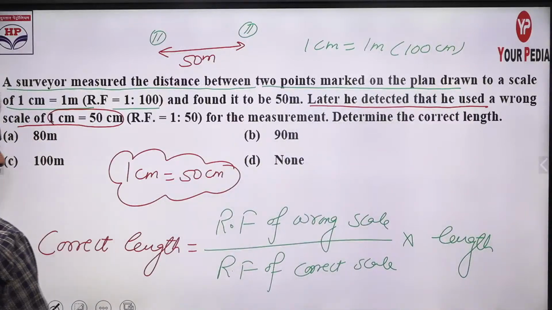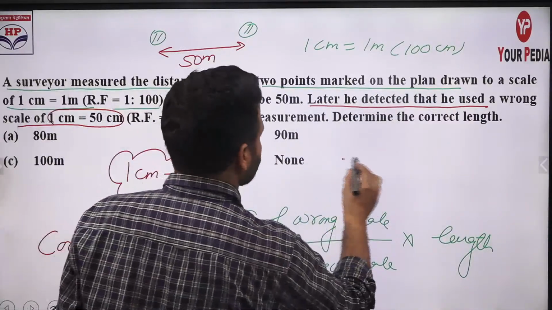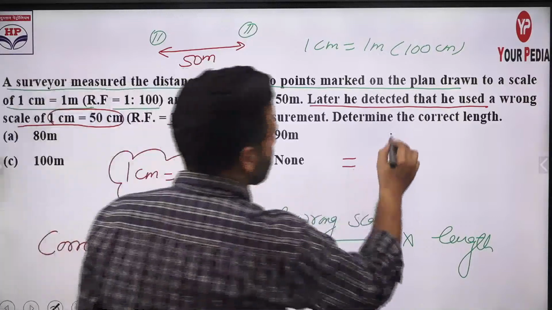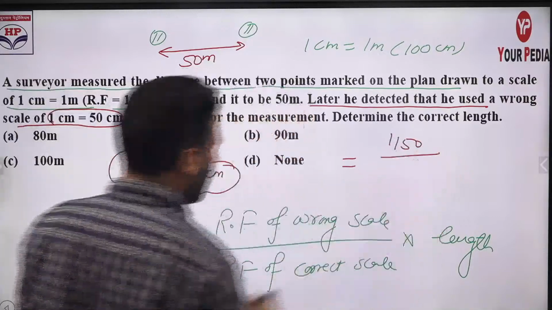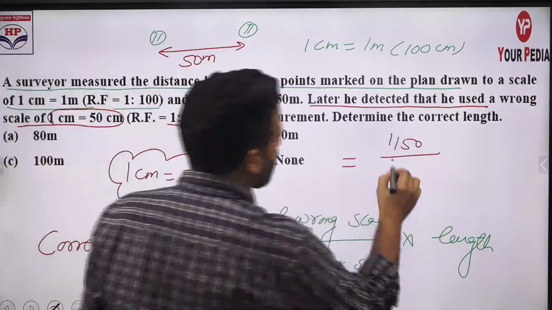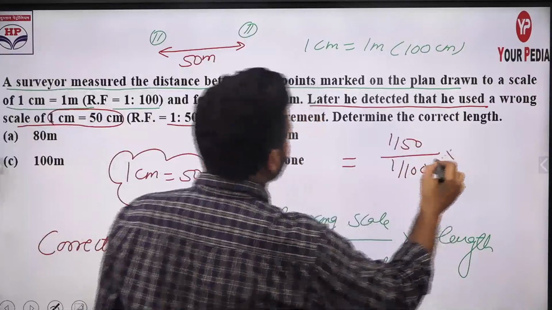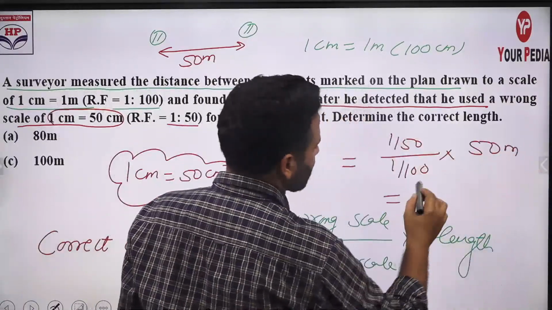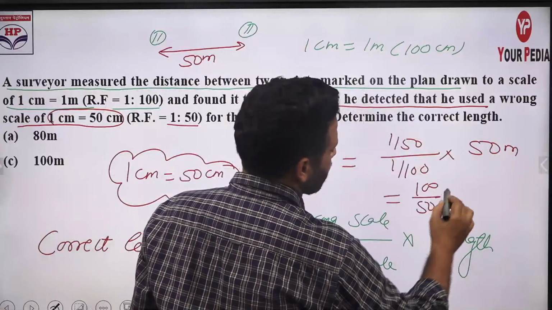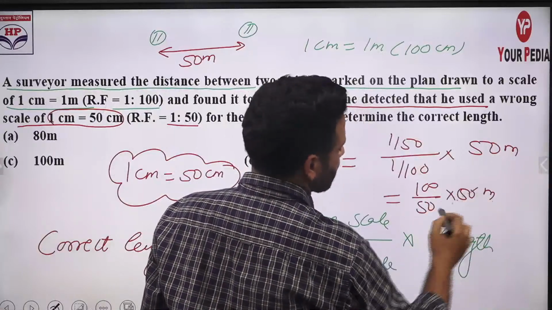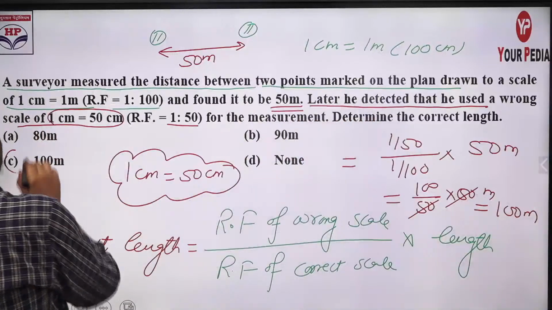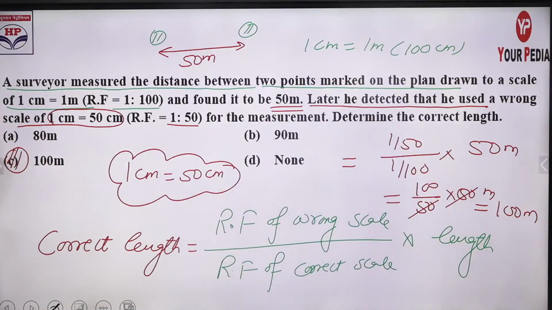So now pay attention guys, RF of wrong scale is what? The RF of the wrong scale is 1 is to 50, and the RF of the correct scale is 1 is to 100. Just multiply it by the distance given in the question, 50 meters. So this will come to 100 by 50 into 50, the meters will cancel out each other. 100 meter will be the answer. A simple question. This was a very easy question basically, if you have an idea of the formula.